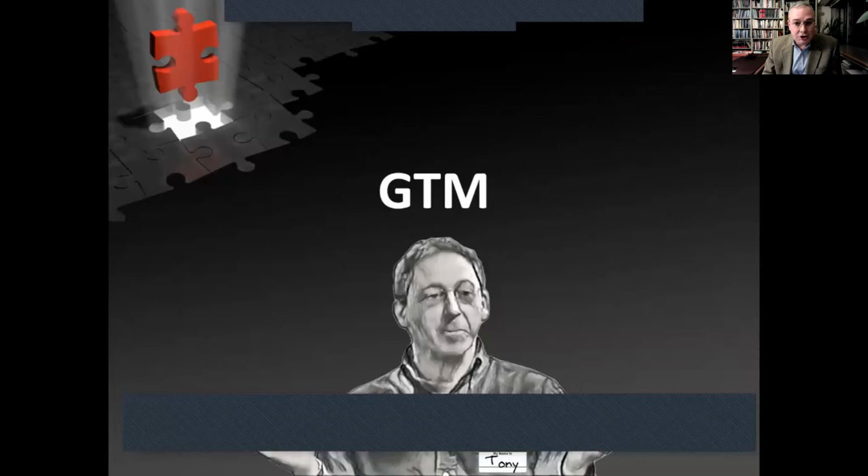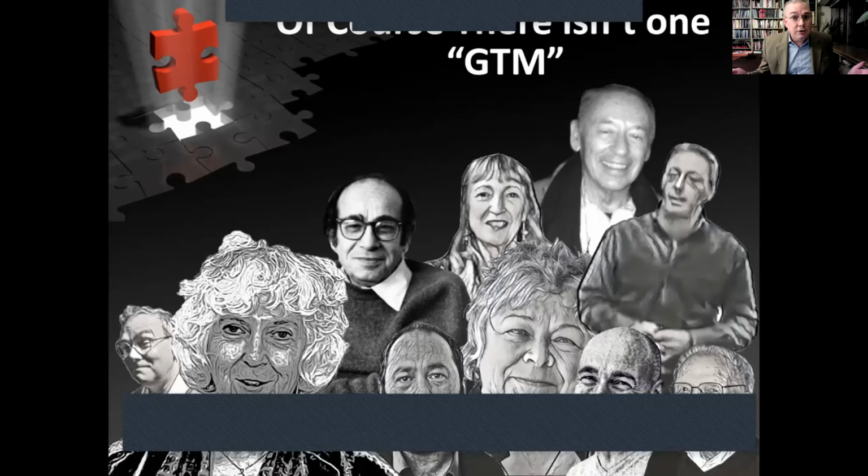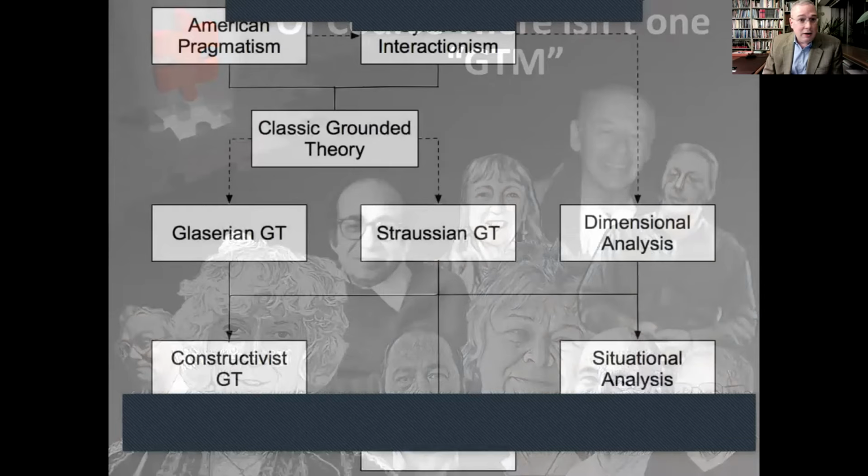But of course, there's not just one GTM. There's a whole family of methods and methodologies out there, because if you get two scholars on the same topic into a room over time, you're going to have two schools, and that's what you've had. You've got different ways of baking this cake. And here's just a few examples of that, looking at this really basic family tree.